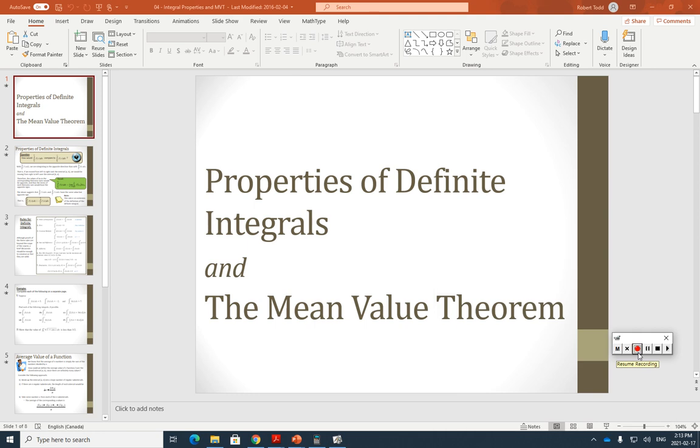Okay, this one's properties of definite integrals and the mean value theorem.